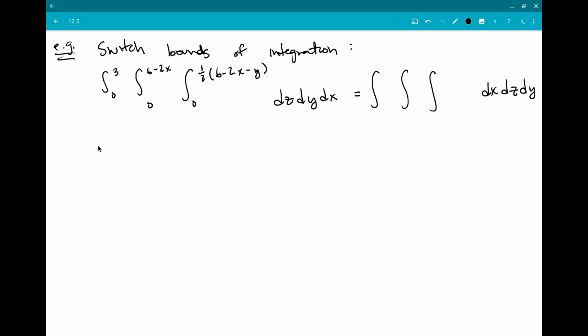And so what I'm going to do is write all my bounds as relationships real quick. So I know 0 is less than z is less than 1/3 (6 minus 2x minus y). I know that 0 is less than y is less than 6 minus 2x. And x is between 0 and 3. That's the information that was given to me over here.